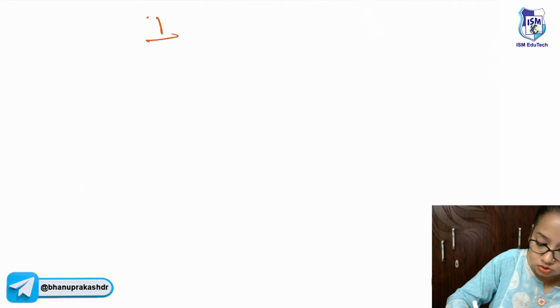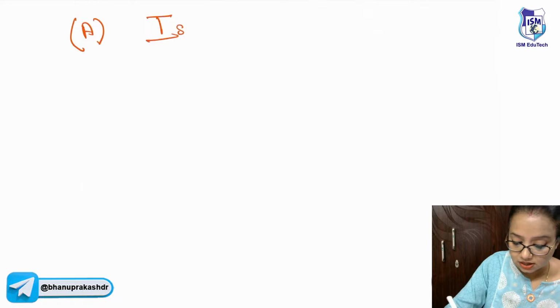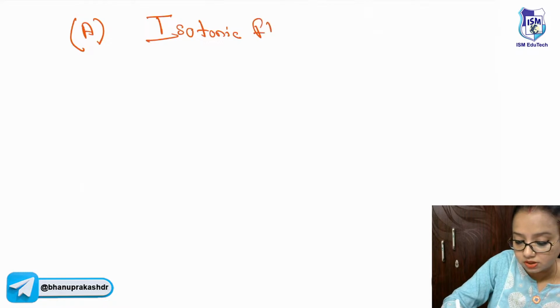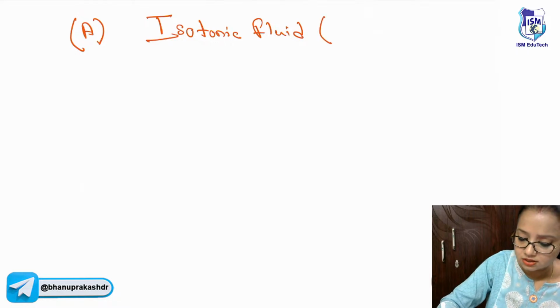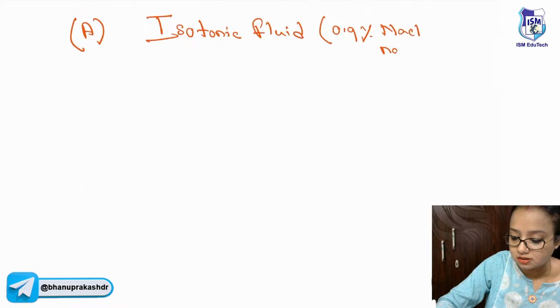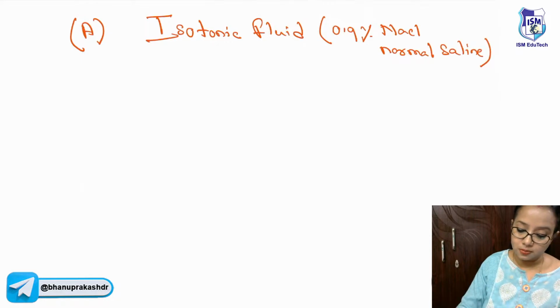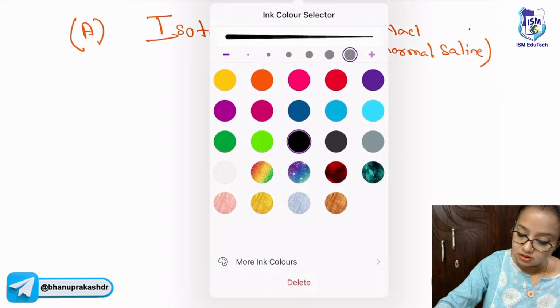Now, let's start with the iso case, or condition A. We'll understand with the Darrow-Yannet diagram. Isotonic fluid. What is isotonic fluid? The most common isotonic fluid is saline, that is 0.9% NaCl, normal saline. Now what happens when a person is taking in normal saline?